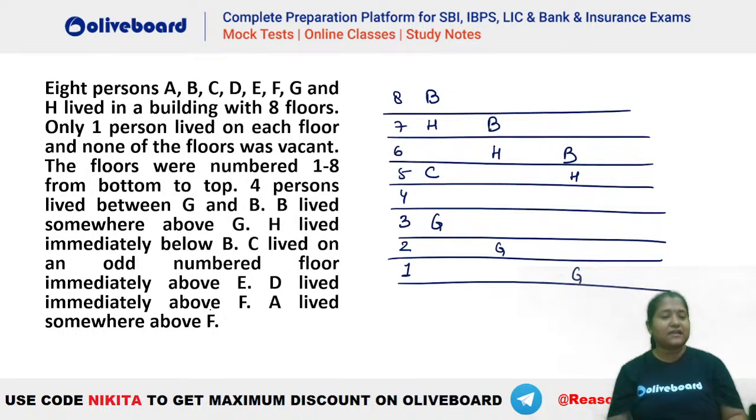After that, what is given? D lived immediately above F, so D has to be immediately above F. A lived somewhere above F, okay, so A has to be somewhere above F here, and C lived above E, right? So you can see C lived above E. This is given here. So E has to be here and A has to be somewhere above F, right? So this is the arrangement that you should be getting.